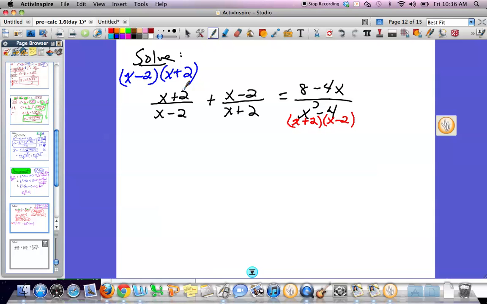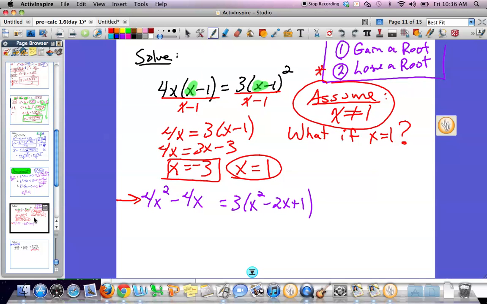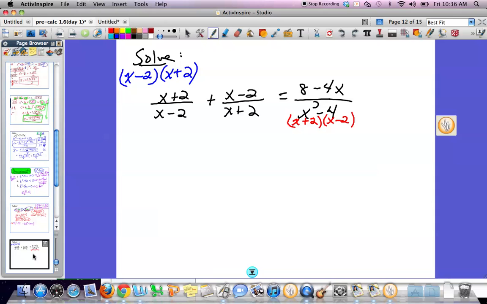So when I multiply the first term, this is a term. Terms are separated by plus signs and minus signs, so there's a plus sign. So this is a term, this is a term, this is a term. Whereas back on that problem we just did, we had one term on the left and one term on the right, because they weren't separated by any plus or minus signs. So I'm going to multiply everything by x minus 2, x plus 2.